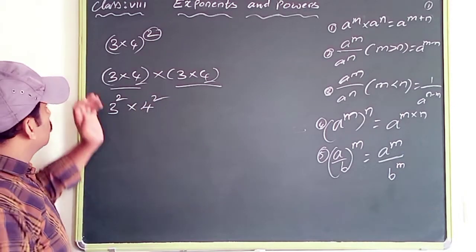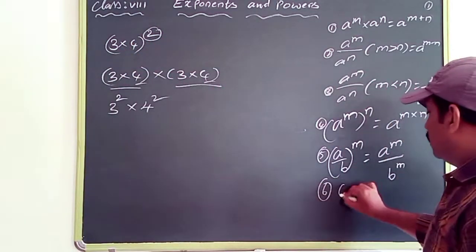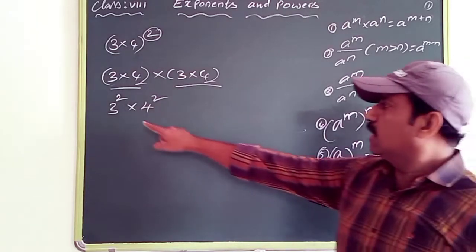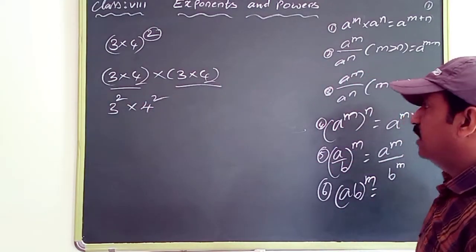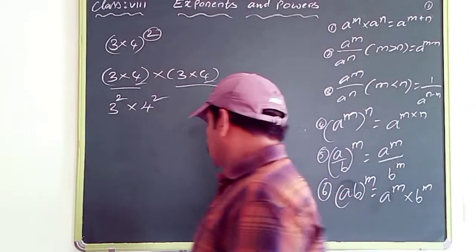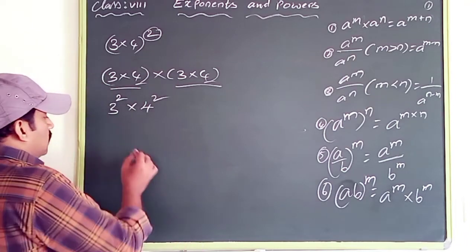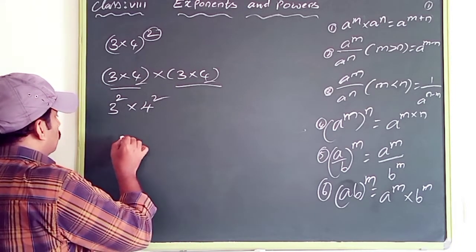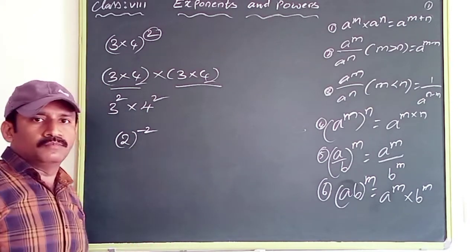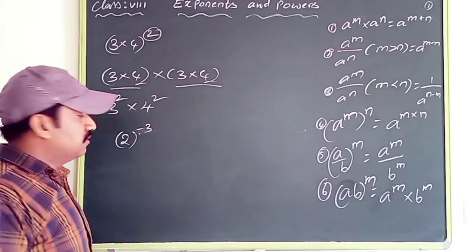Got it? So that means A into B whole power m. This formula is A into B whole to the power of m equals A to the power of m into B to the power of m. Then one more formula here, that is the negative power formula. For example, we have 2 to the power of minus 2, or 2 to the power of minus 3 we can take. Then how do we write it?